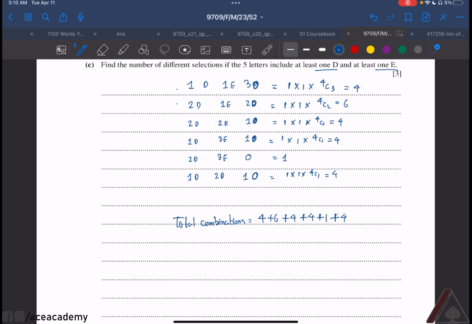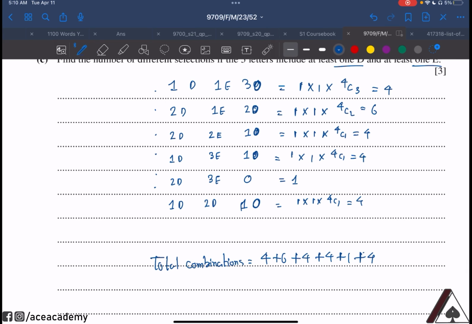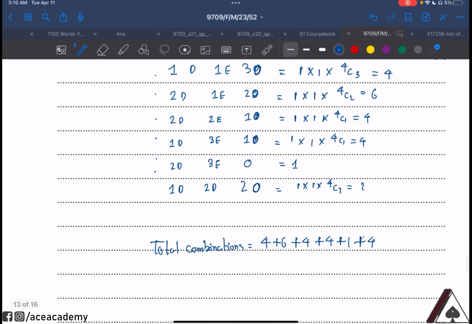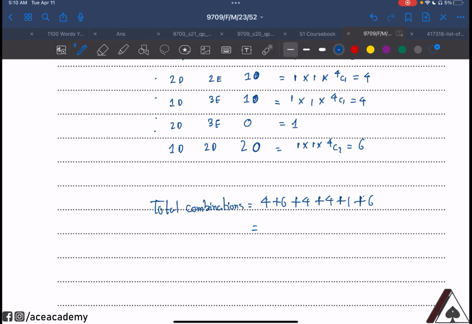Wait, 1, 2, 3, 4, 5, 6. Oh no, there is actually 4C2 over here. This is actually 4C2, 2. So 4C2 is 6. So in total, there are 4 plus 6 plus 4 plus 4 plus 1 plus 6, which is 25 combinations.